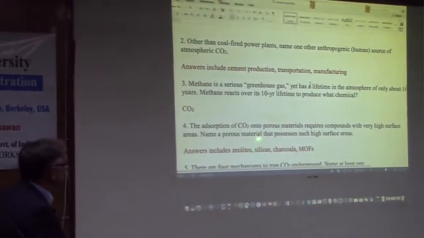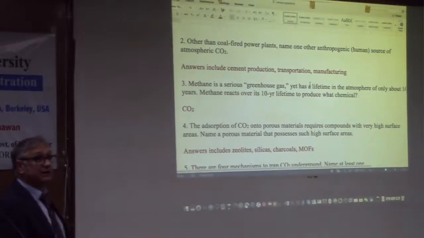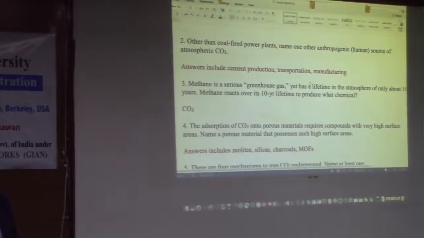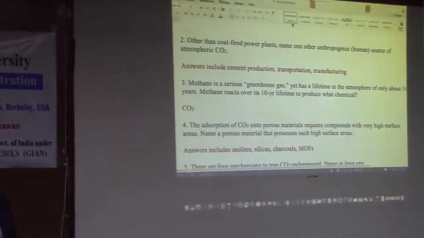And we've talked about adsorption already. For example, zeolites, silicas, charcoals, metal organic frameworks are all characteristic materials for adsorption.